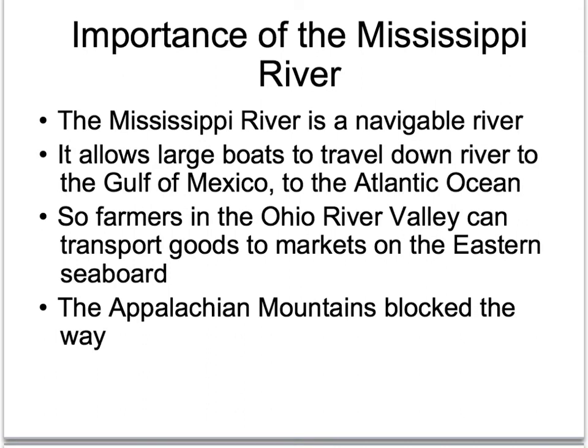The Mississippi River is very important. It is a navigable river that allows large boats to travel down to the Gulf of Mexico, around Florida, to the Atlantic Ocean. So farmers in the Ohio River Valley can transport goods to market on the eastern seaboard. The Appalachian Mountains blocked the way of direct access.